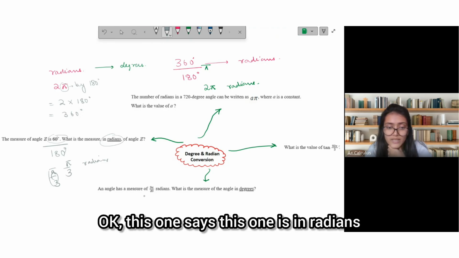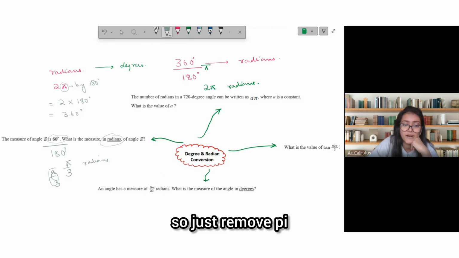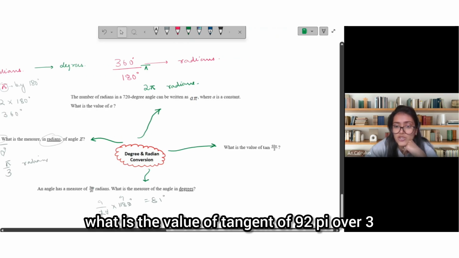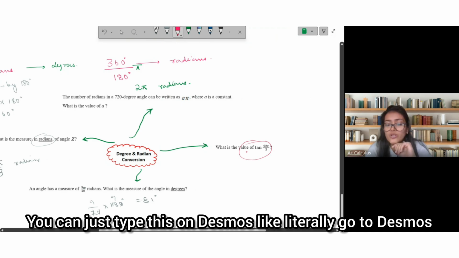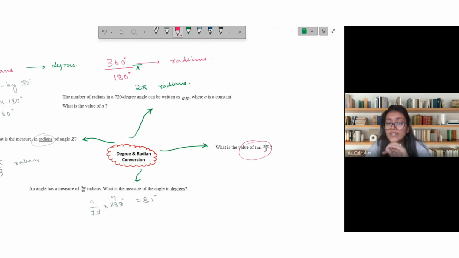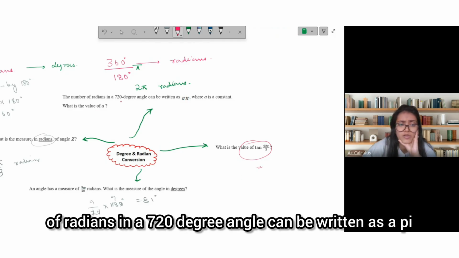This one is in radians, and we have to find it in degrees. So just remove pi and multiply by 180. This gives us 81 degrees. Then for this one, what is the value of tangent of 92 pi over 3? Now, this question is a joke. You can just go to Desmos and type tan 92 pi over 3 and you get the answer.